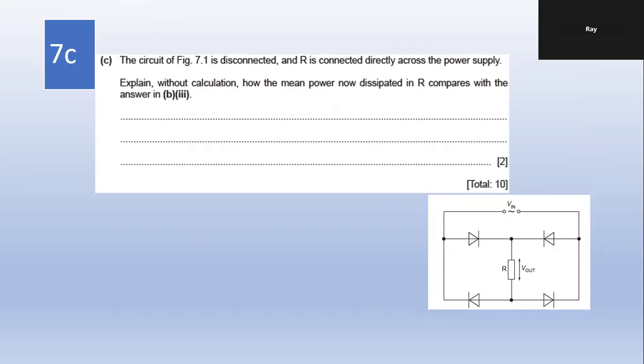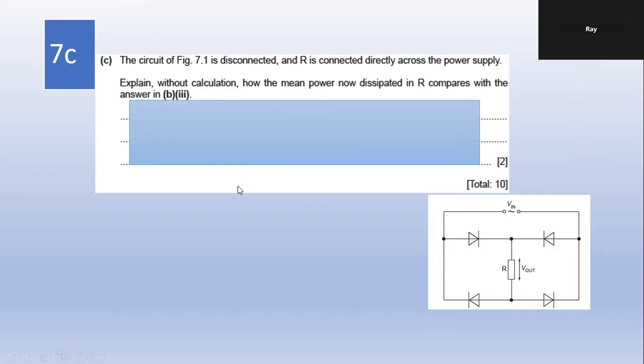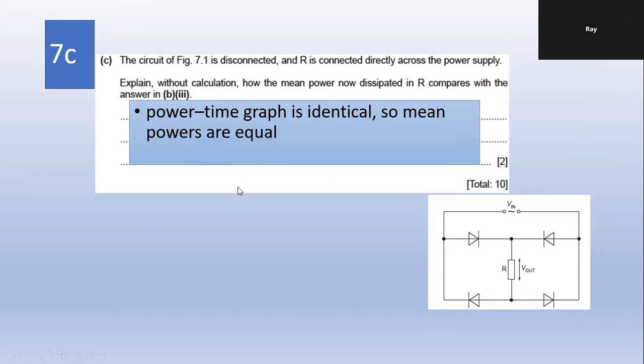Why do you say it's the same? Because it depends on the current squared. Mean power depends on the current squared. Power time graph is identical. That's essentially the first point. Basically, the power time graph is the same. It doesn't matter the current direction, so the mean powers are equal. Okay.